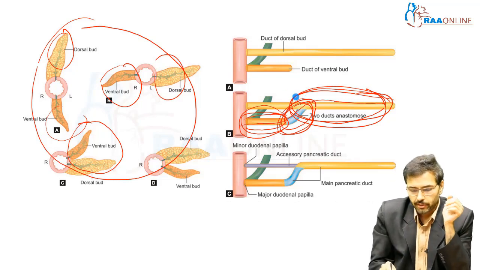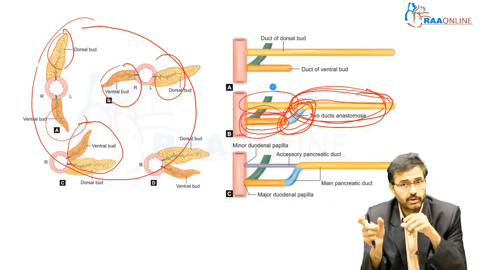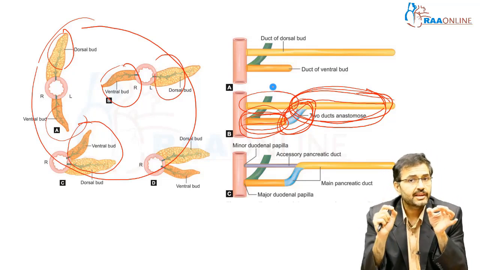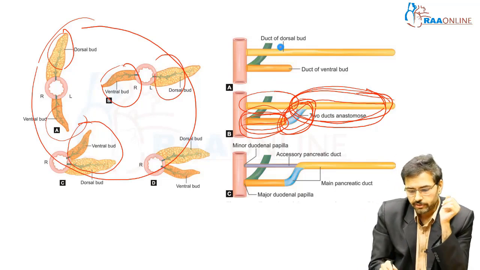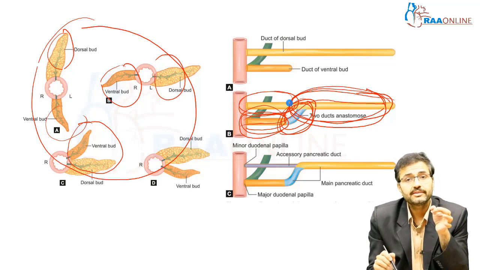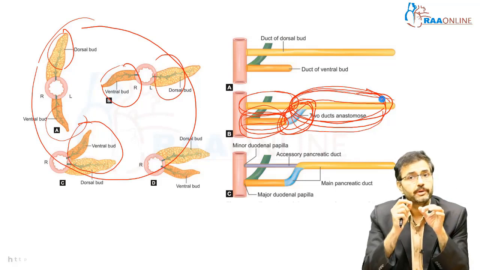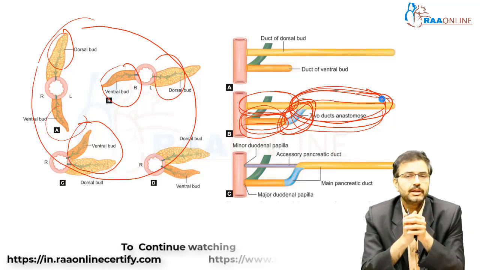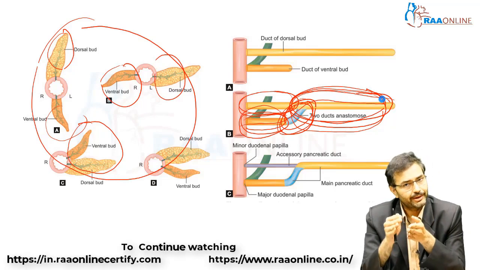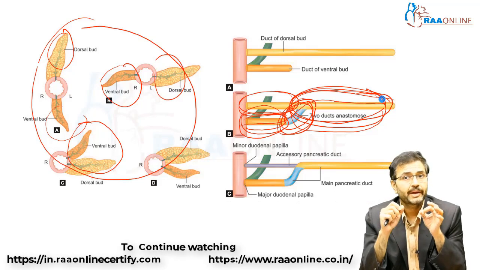Now, the proximal portion of the duct of the dorsal bud gives rise to the accessory pancreatic duct, whereas the distal portion of the duct of the dorsal bud combines with the duct of the ventral bud by means of an oblique anastomosis to form the main pancreatic duct.